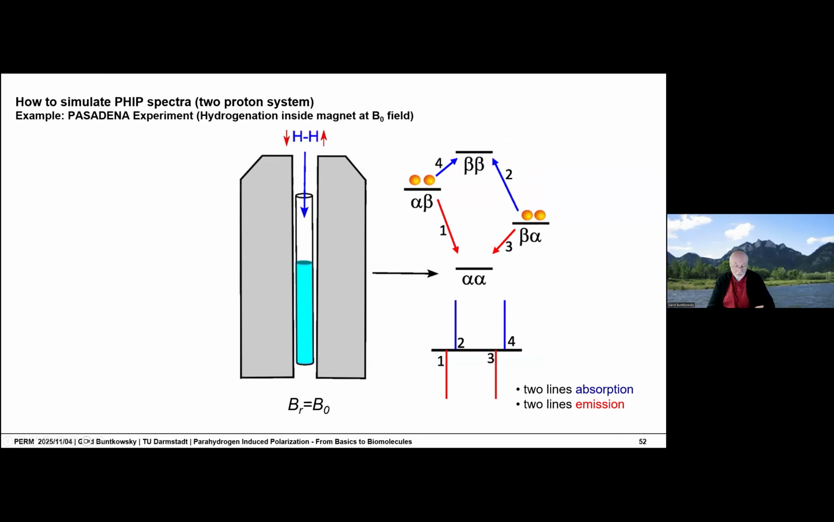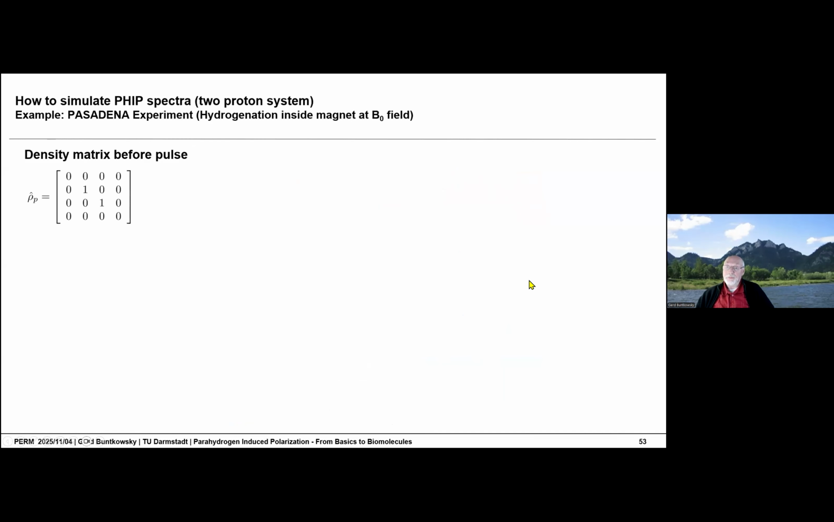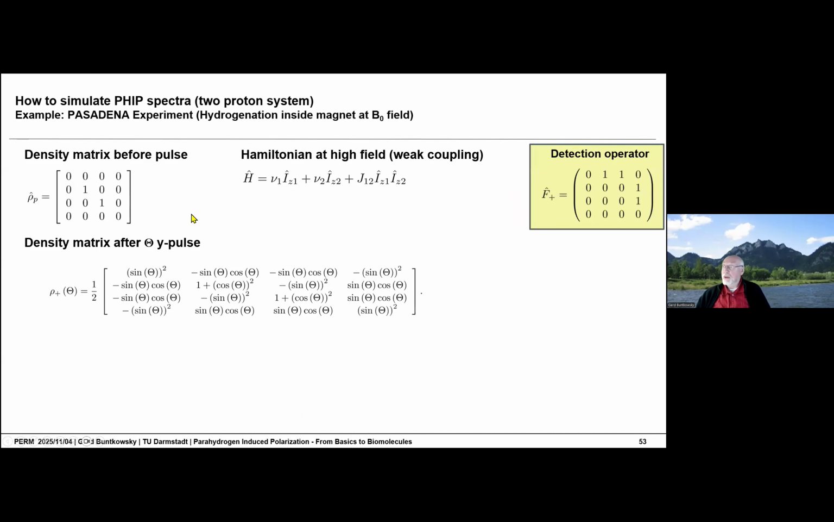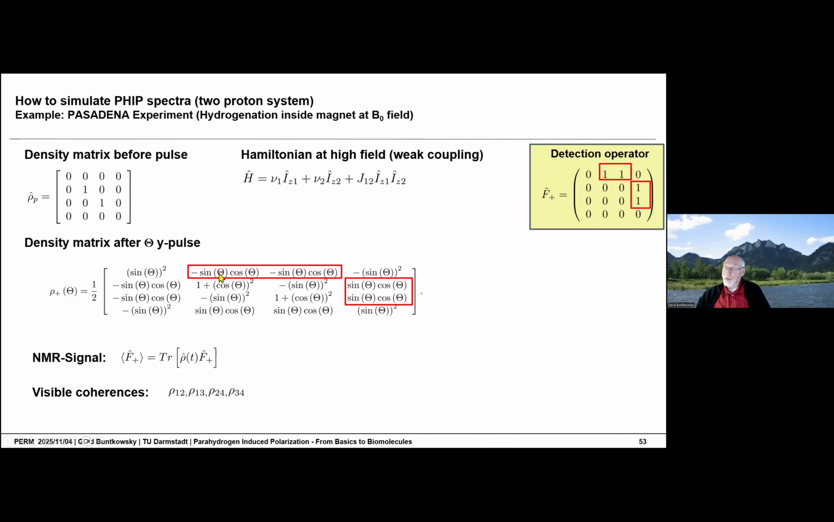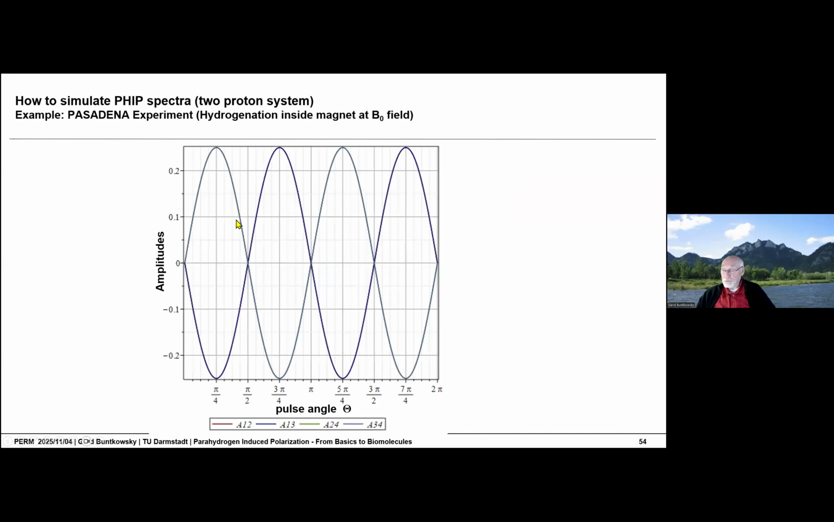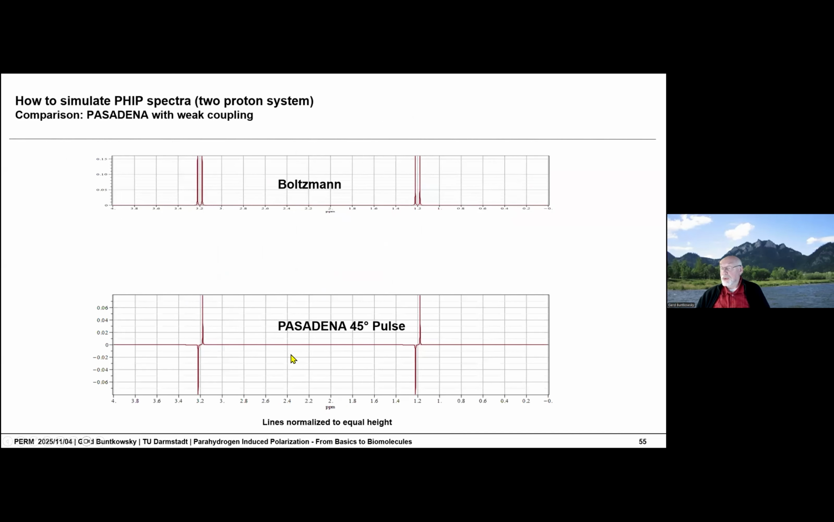Now we can play the same game with a PASADENA experiment, where you're expecting two antiphase pairs. In this case, the density matrix has these 2 elements populated. Once more, we're doing the calculations. These here are elements which contribute to the signal, these are amplitudes, and this is how the amplitudes depend on the pulse angle. We see, for example, that the biggest signal we get is for pi over 4, while pi over 2, 90 degrees, gives no signal. And these here are the simulated spectra under these conditions.